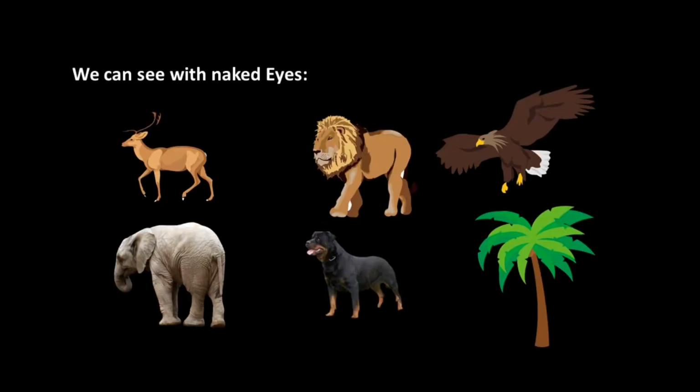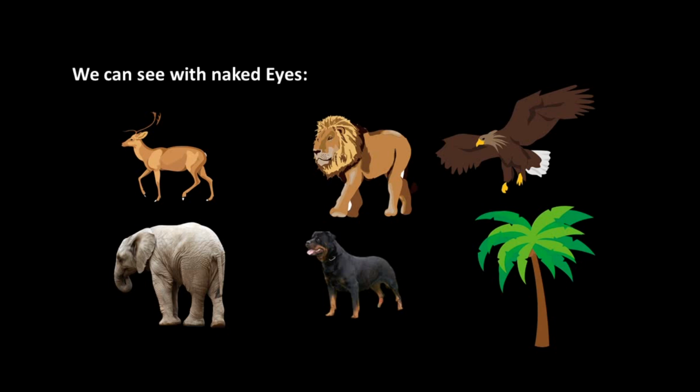You have seen different kinds of animals and plants around us. Most of them are familiar to us. We see them with naked eyes. So these are the animals and plants around us. We can see them easily with naked eyes.